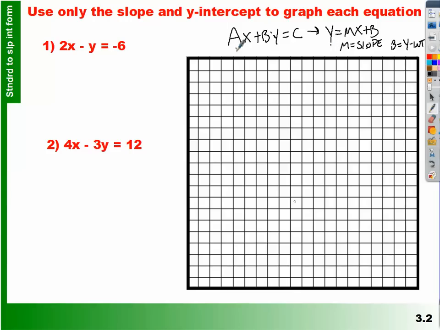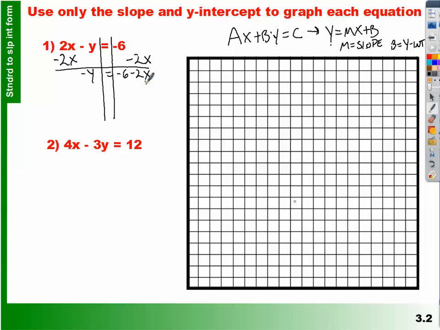So, we have here 2x minus y is equal to negative 6. And we need to get the y by itself. So the first thing that I'm going to do is subtract 2x from both sides. 2x minus 2x is 0, so the negative y gets dropped down. Negative 6 minus 2x is equal to negative 6 minus 2x.